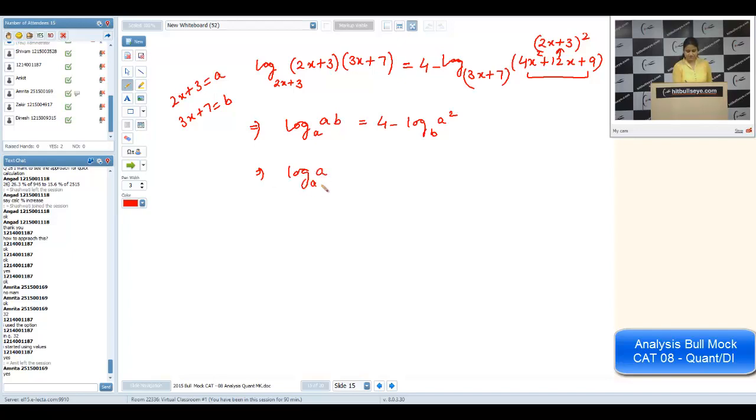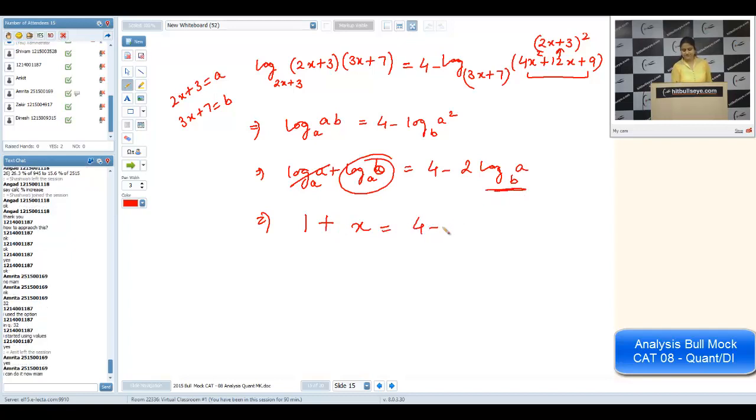I am using properties. This is 1 plus x, putting this as x, is equal to 4 minus twice of this, which is the reverse of x, I mean reciprocal. So it comes out to be x by 2x minus 3 is equal to 0. Now I think this is manageable for you. Okay, Amrita? Okay, thank you so much.